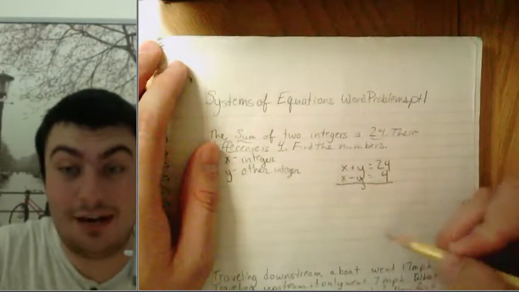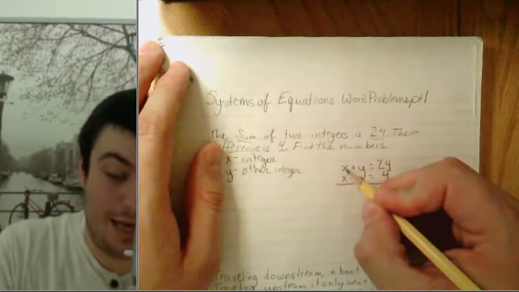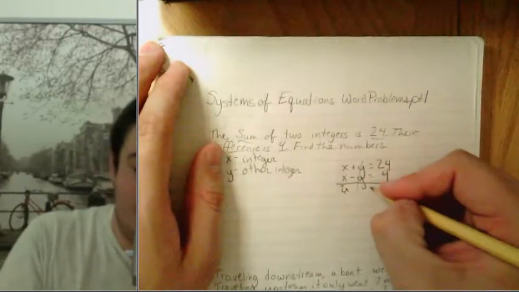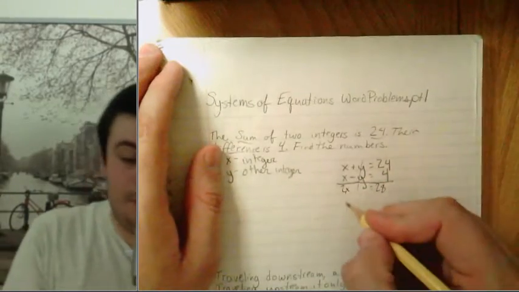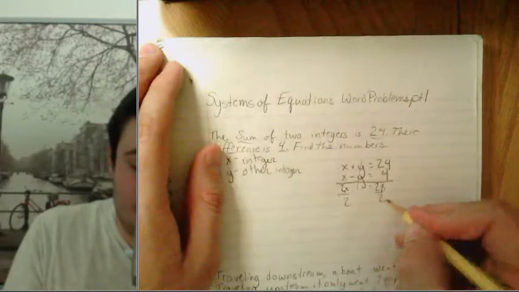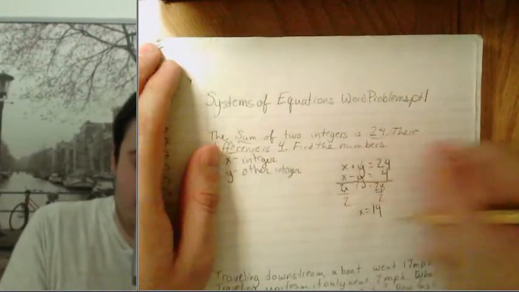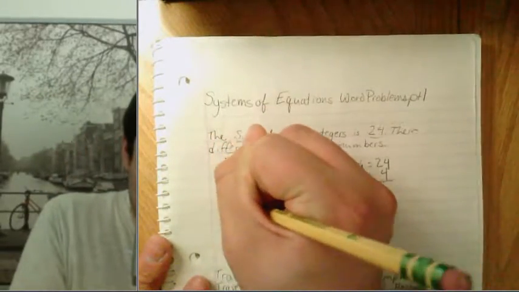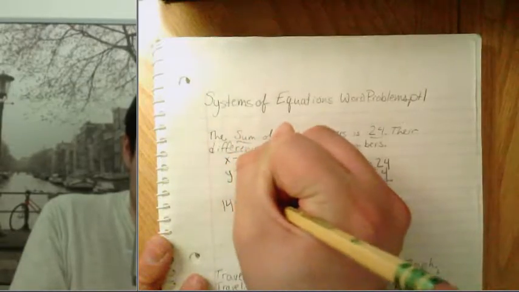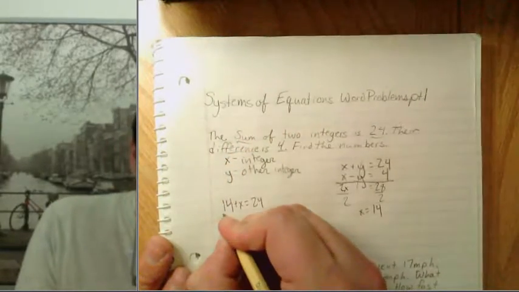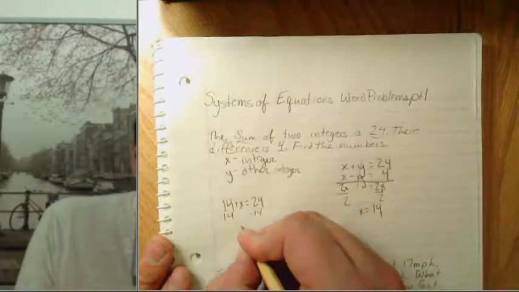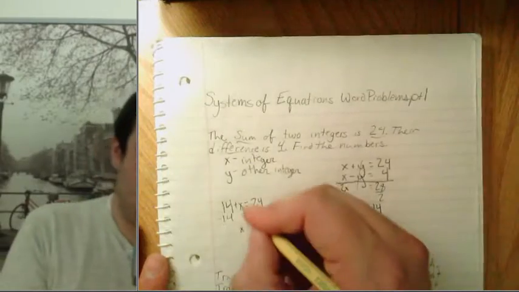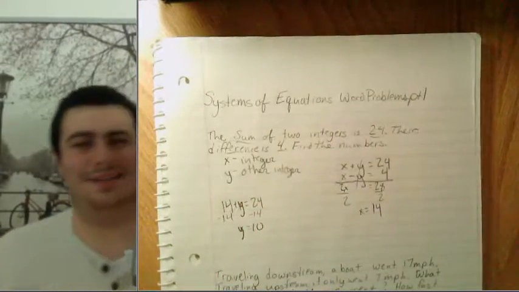And look, we already have opposites, y and negative y. So when we add, x plus x is 2x, y plus negative y eliminates, equals 28. When we divide both sides by 2, we see that x equals 14. Now we plug that into one of our equations and we see that 14 plus y equals 24. So when we subtract 14, we see that y equals 10. I knew that didn't seem right.